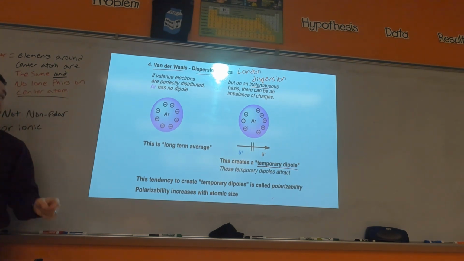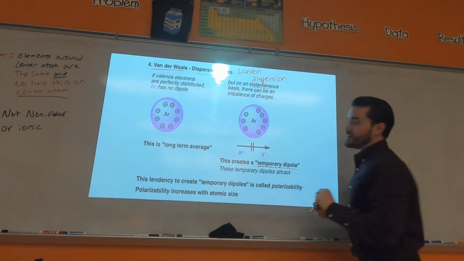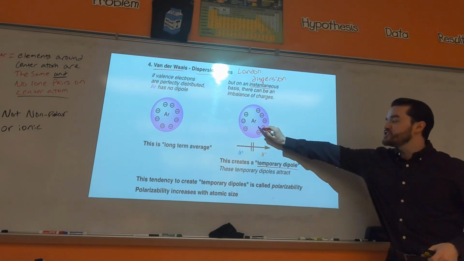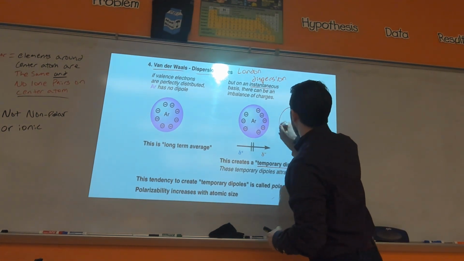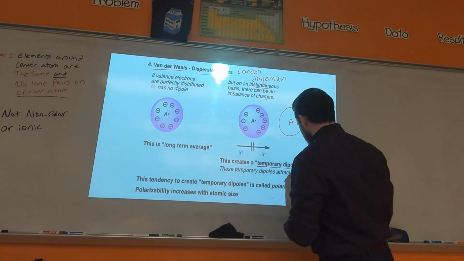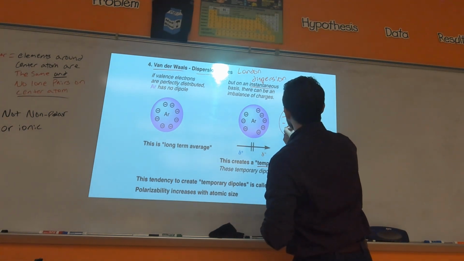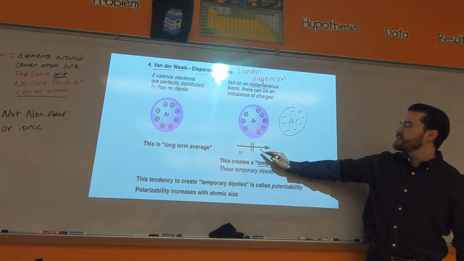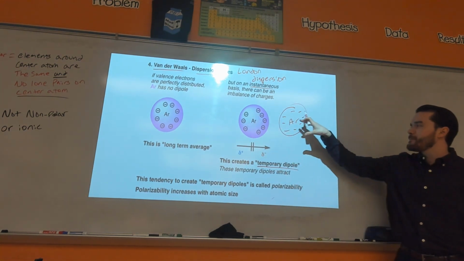But let's imagine that you get this temporary dipole. Then what this could do is, if you have a second argon atom here, and this second argon atom's electrons were evenly spaced out, what would happen if you get a temporary dipole here? What's going to happen to this molecule?